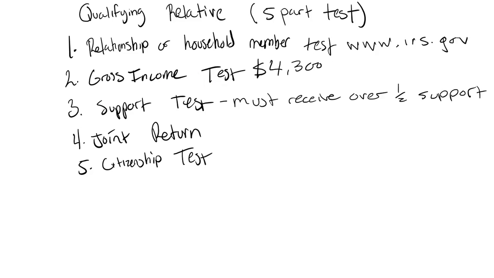Next is the joint return test, same as the qualifying child test. A dependent must not file a joint return unless it is only for a claim of refund of taxes. So, only for claim of refund. And last, but certainly not least, the citizenship test, which is going to be identical to the conditions set above in the qualifying child video.